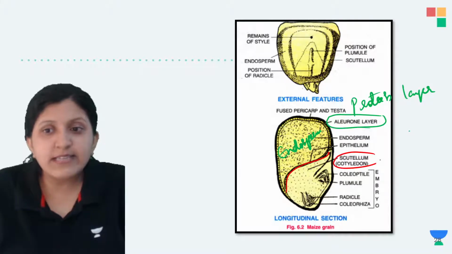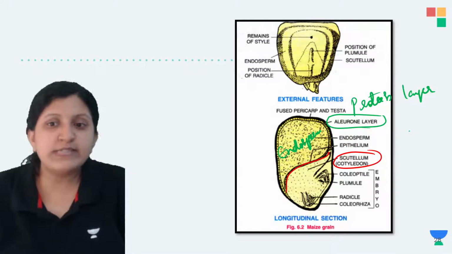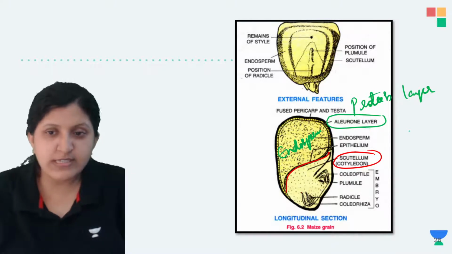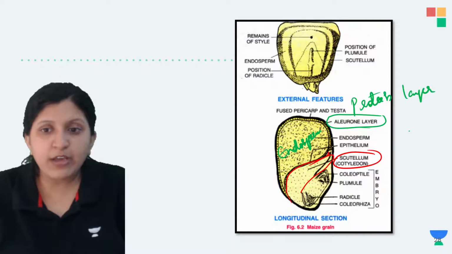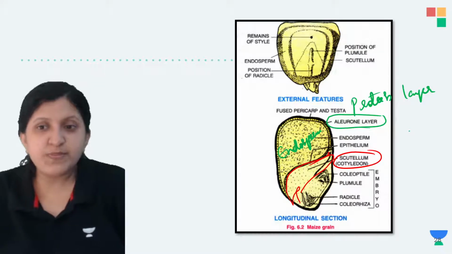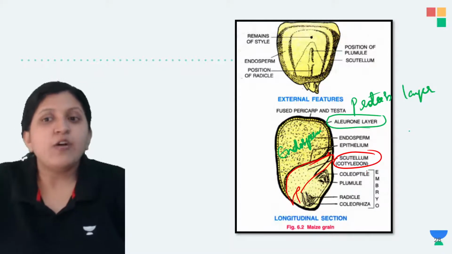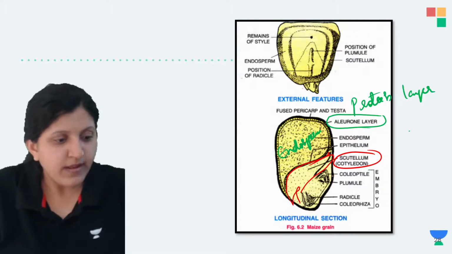Then there is a scutellum or a cotyledon. So what is that scutellum or cotyledon? So this is actually a papery cotyledon that can be found. So this papery cotyledon is called a scutellum as well.